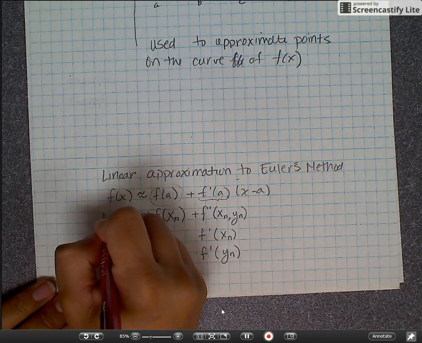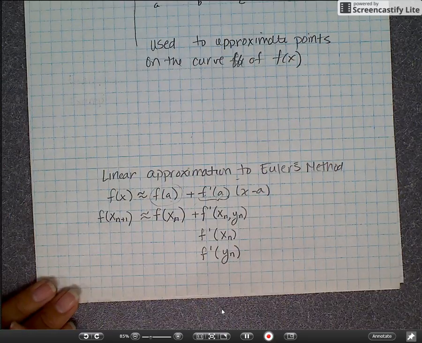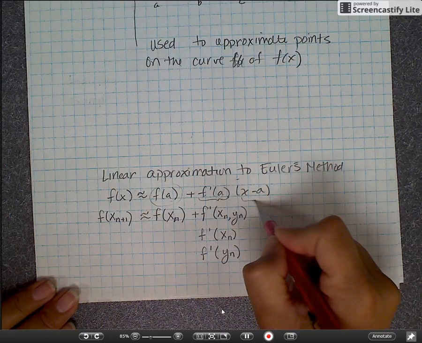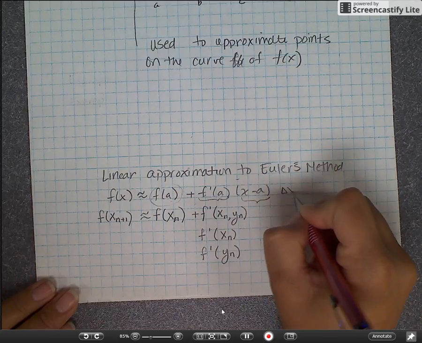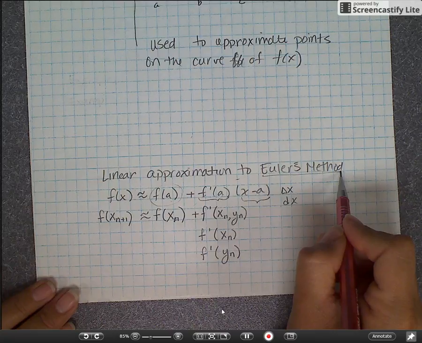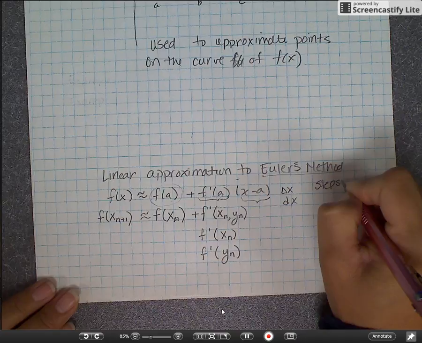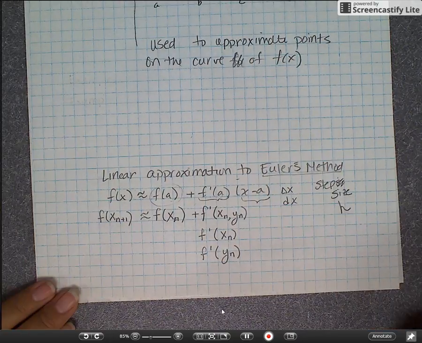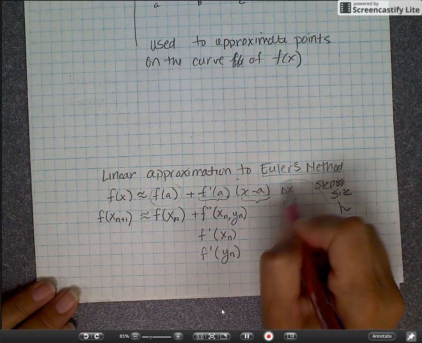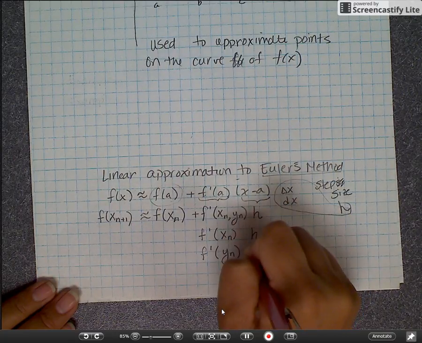This is going to be used to approximate f of xn plus 1, the next point. And this, we said, is like our delta x, which is also like our dx. Now, when we're using Euler's method, they like to use the term step size, which they note as h. So h is essentially the same thing as those. So I'm going to multiply it by h.